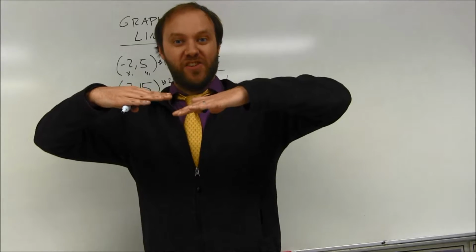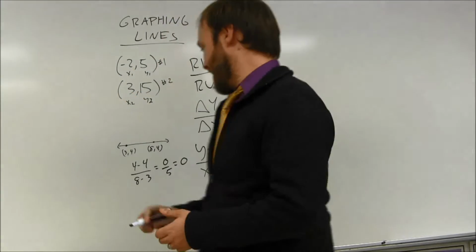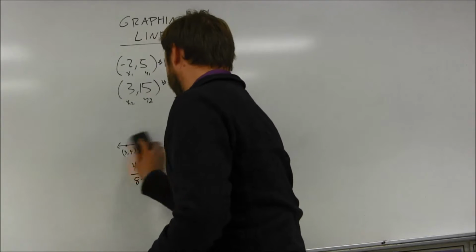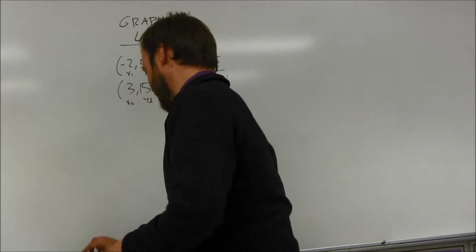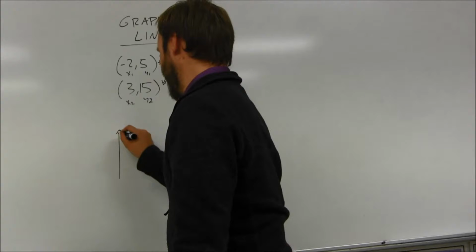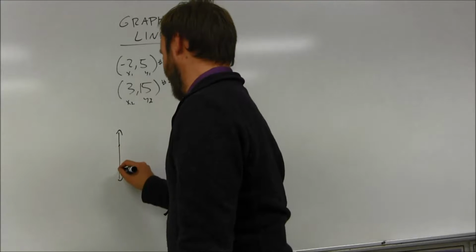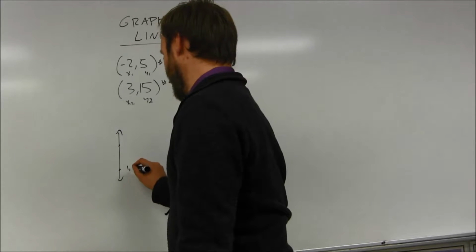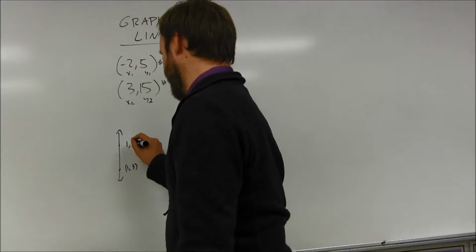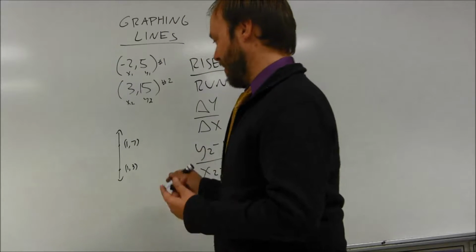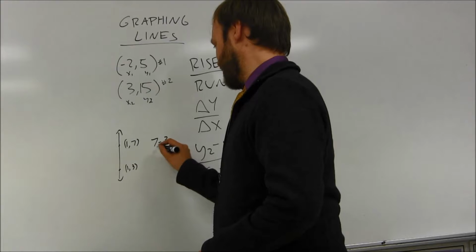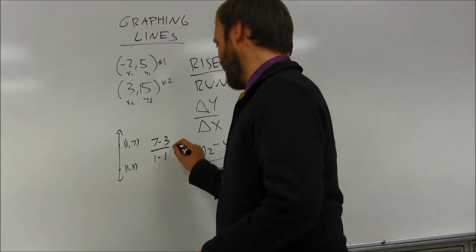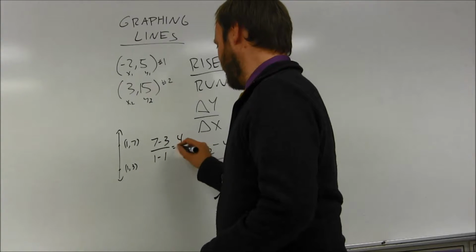Okay? Y changes 0 for every change in the x. Meanwhile, if you have a vertical line, the x coordinates are going to be the same. You're basically going to see the reverse happen. You might have a point like, maybe this is 1, 3, and that's the point 1, 7. Okay, and if you apply the slope formula, 7 minus 3 on top, 1 minus 1 on the bottom, you end up with 4 over 0.